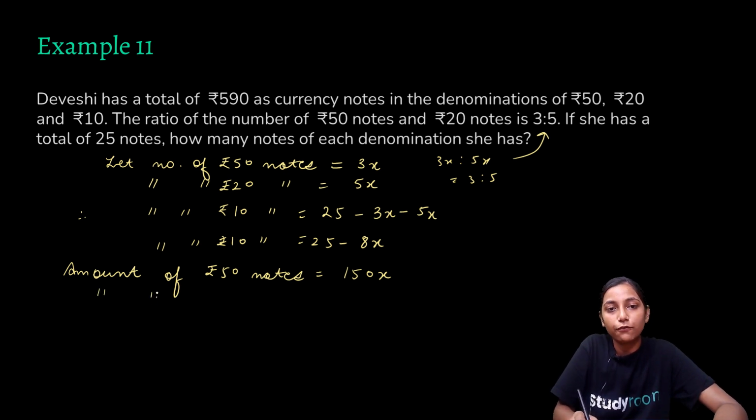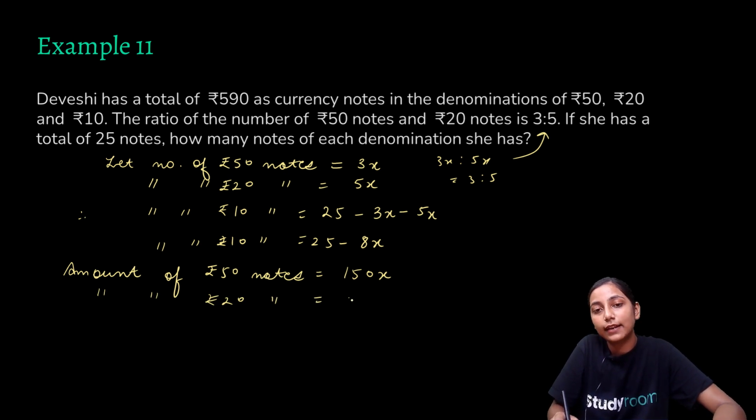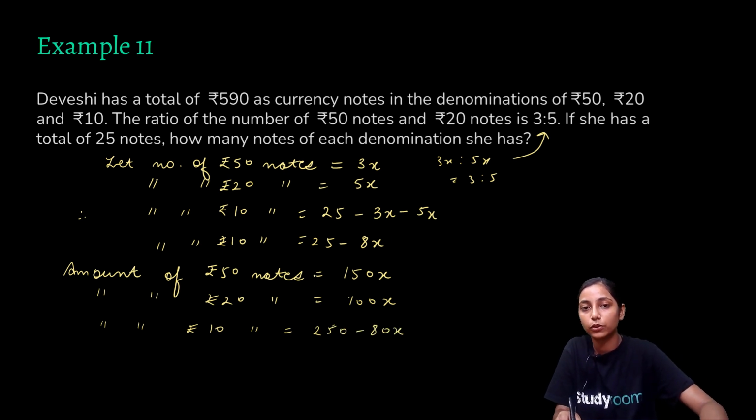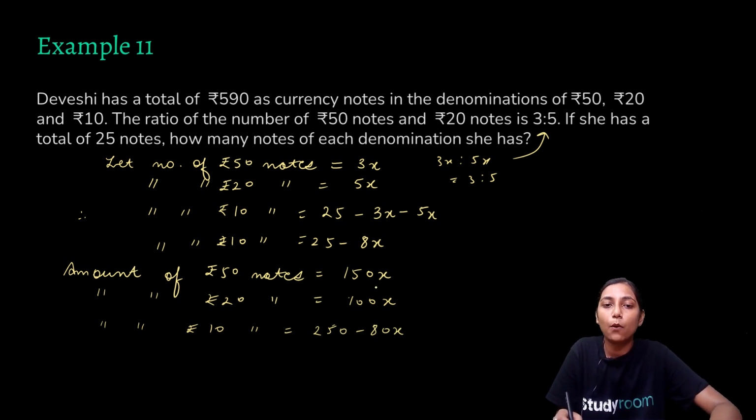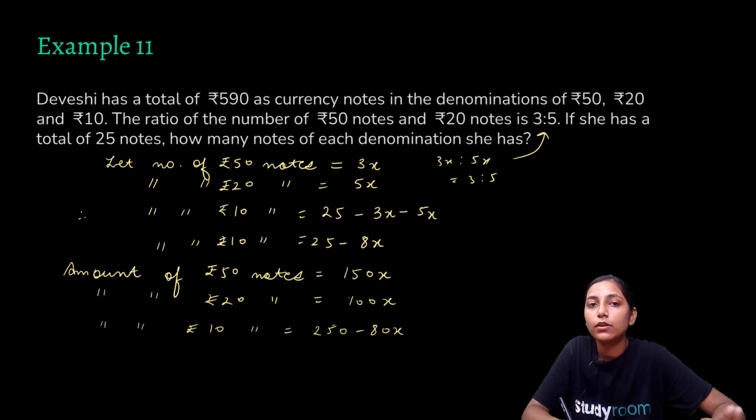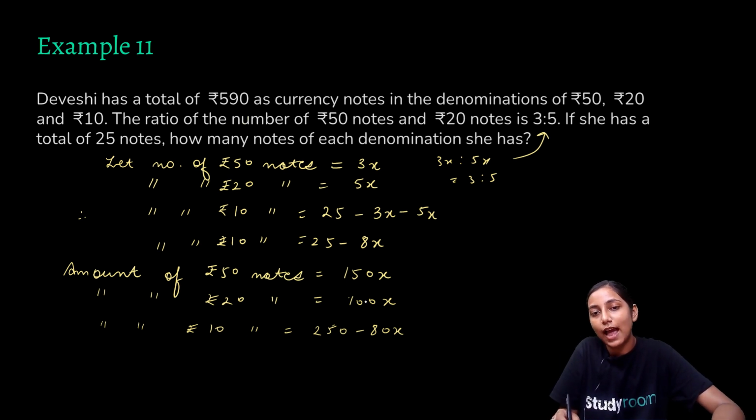The amount of rupees 20 notes is going to be 20 into 5x. That is 100x. And the amount of rupees 10 notes is going to be 10 into 25 minus 8x. We are multiplying 10 with both 25 and 8x, so we will get 250 minus 80x. So these are the amounts of the respective notes. It's given that she has a total amount of 590. That means we will add all these amounts to get rupees 590.